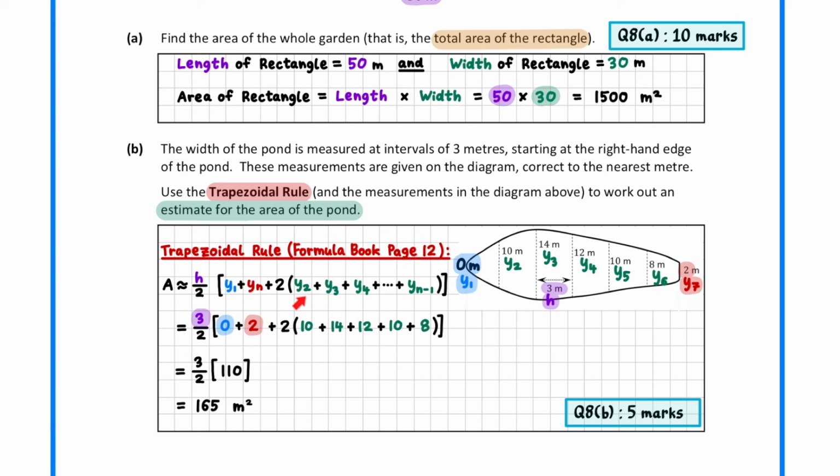And the other y values represent all the measurements in between: 10, 14, 12, 10, and 8. When we simplify the sum inside the square brackets, we get 110. And then when we multiply by 3 over 2, we get our final answer of 165 metres squared.